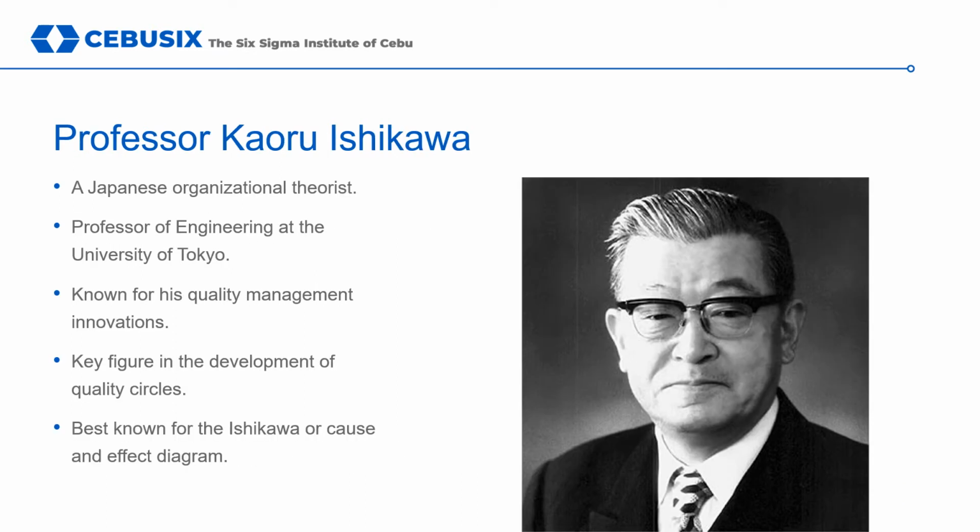Kaoru Ishikawa was a Japanese organizational theorist and a professor in the engineering department at the University of Tokyo. He was known for his quality management innovations. He is considered a key figure in the development of quality initiatives in Japan, particularly the Quality Circle. Outside of Japan, he is best known for the Ishikawa or cause and effect diagram, which is often used in the analysis of industrial processes.